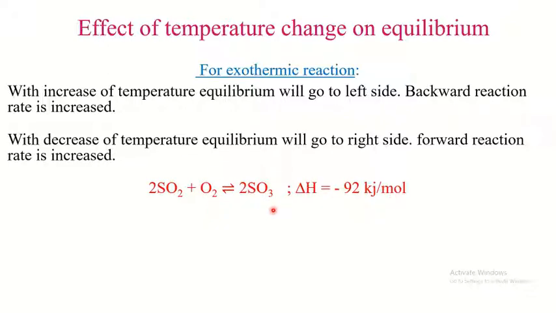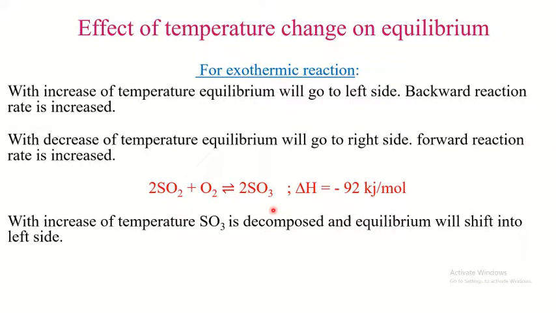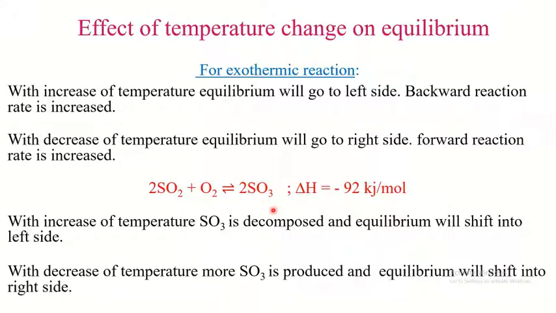In this reaction, if temperature is increased, then the reaction will go backward. The backward reaction rate will be increased. That means some SO3 will be decomposed to produce sulfur dioxide and oxygen, and equilibrium will shift to the left side. And if temperature is decreased in this reaction, then the forward reaction rate will be increased. That means more SO3 will be produced from the reactants SO2 and oxygen, and the equilibrium will shift to the right side.